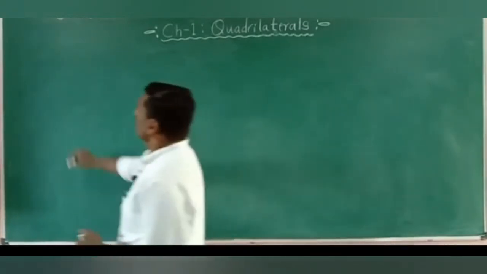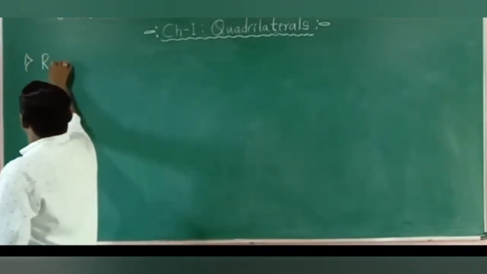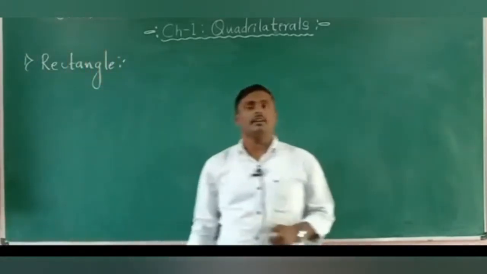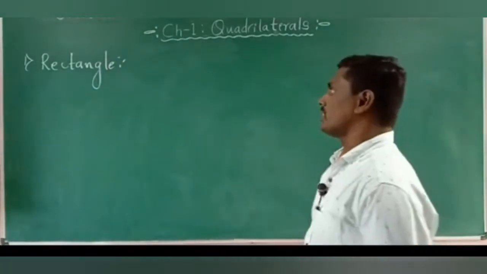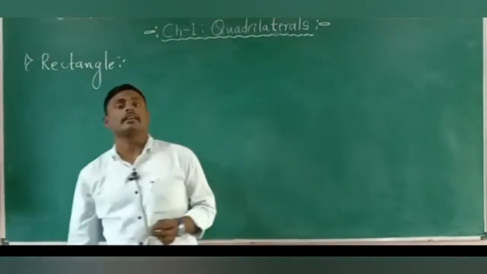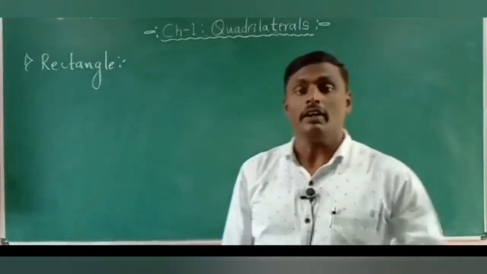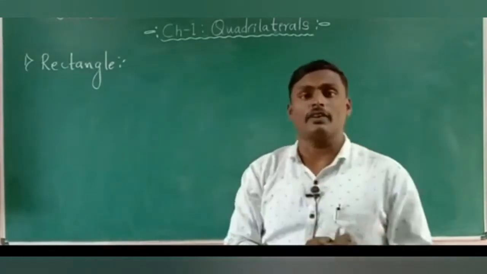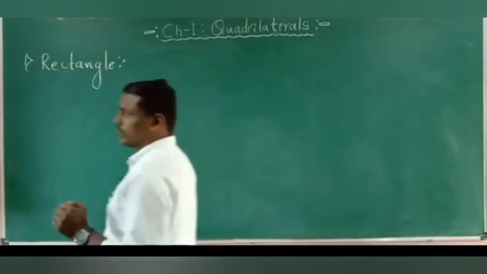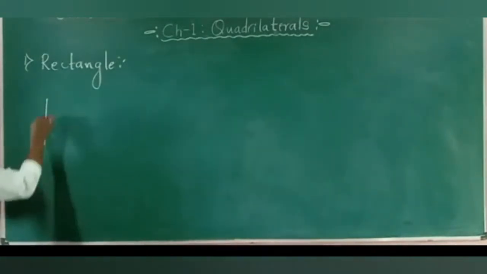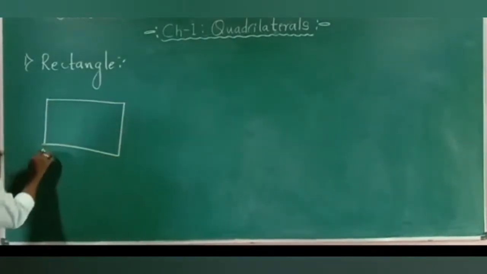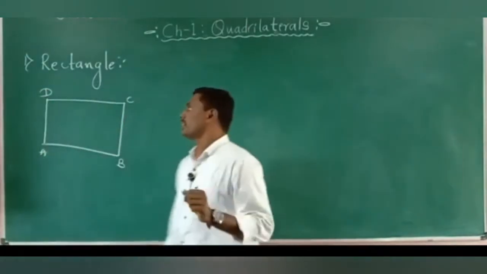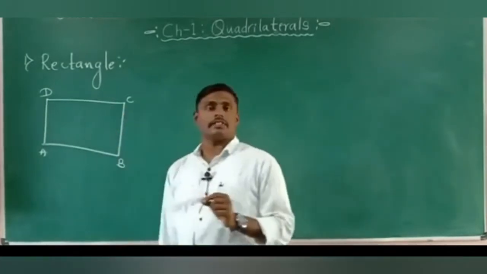Okay, so take the first one, that is rectangle. A rectangle is a quadrilateral in which opposite sides are equal and parallel, right? As we already discussed in the previous class, a rectangle is a parallelogram. So ABCD is a rectangle. Now, what are the properties of this rectangle?